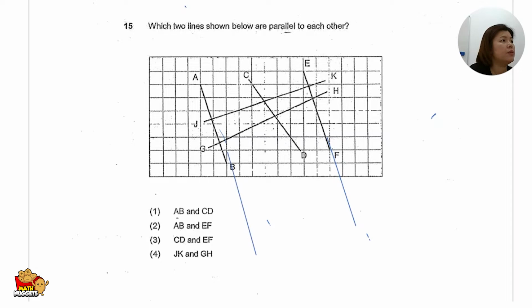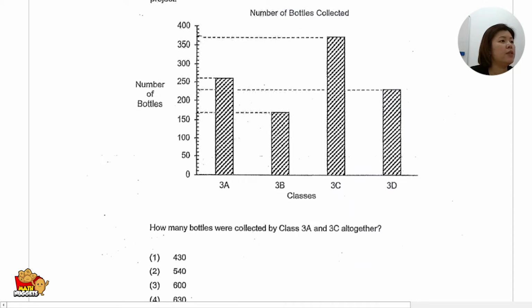Next one is who? CD and EF, yes, they are very close to one another, so they will definitely meet. And then JK and GH, and you see they are very close to one another. So the answer is number 2. Okay, let's move on to the graph.